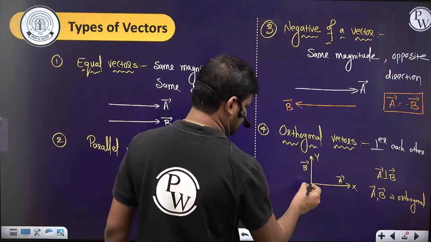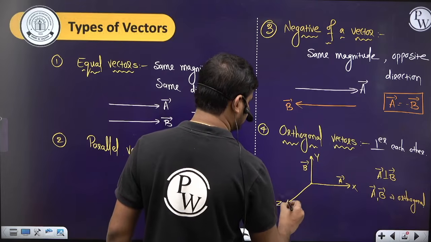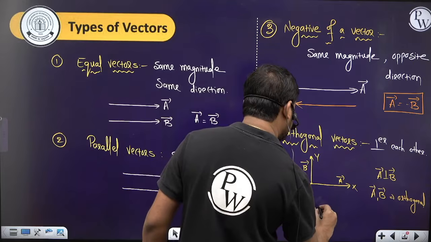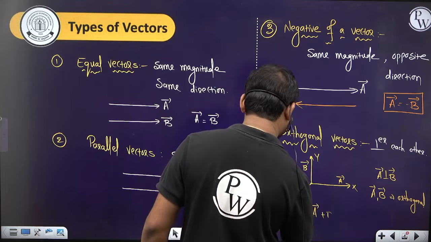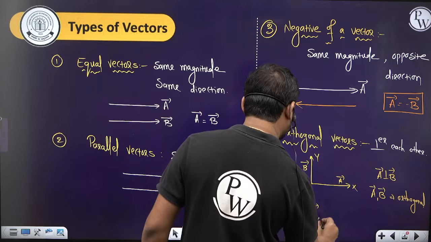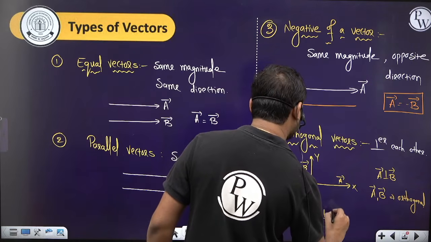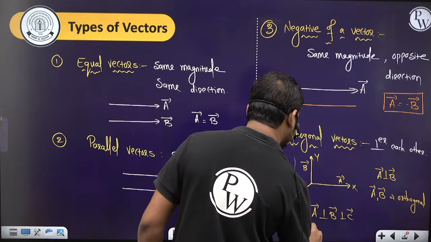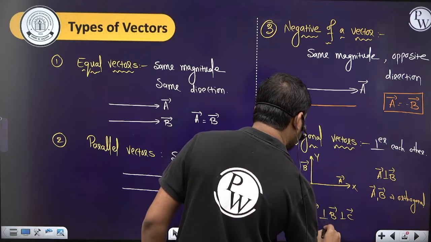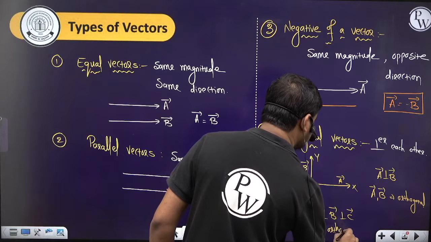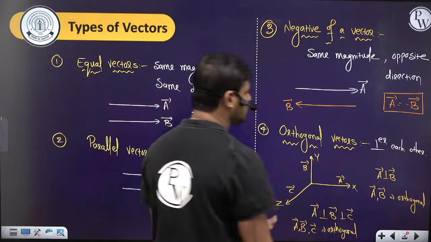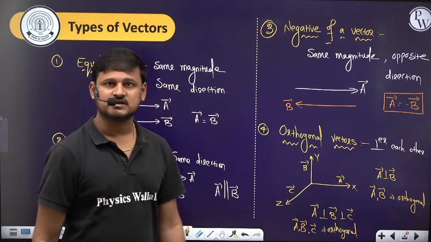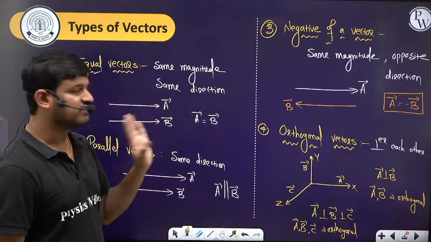Next, let's suppose I take the z direction, and a C vector is there, for example. Then vector A, vector B and vector C, all three are mutually perpendicular. In this case I can say A, B, C are again orthogonal, right? X, Y, Z means each will be perpendicular to one another. These are the orthogonal vectors. Hope you guys are understanding the basics of vectors, right?